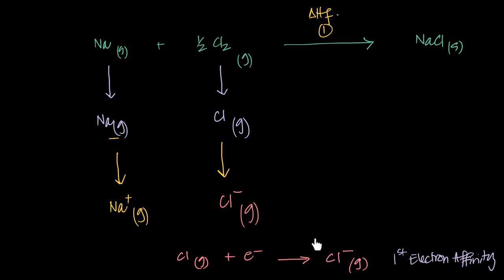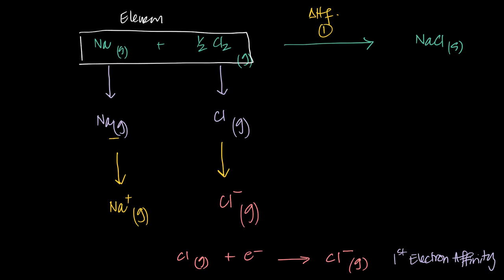All right. Now, the point I'm trying to make here is that let's call this the starting stage that I'm just putting an outline box around. You had elements in this thing. And the one on the right-hand side, you have the ionic compound. So elements to ionic compound is a delta H formation. We know that. That's reaction number one.